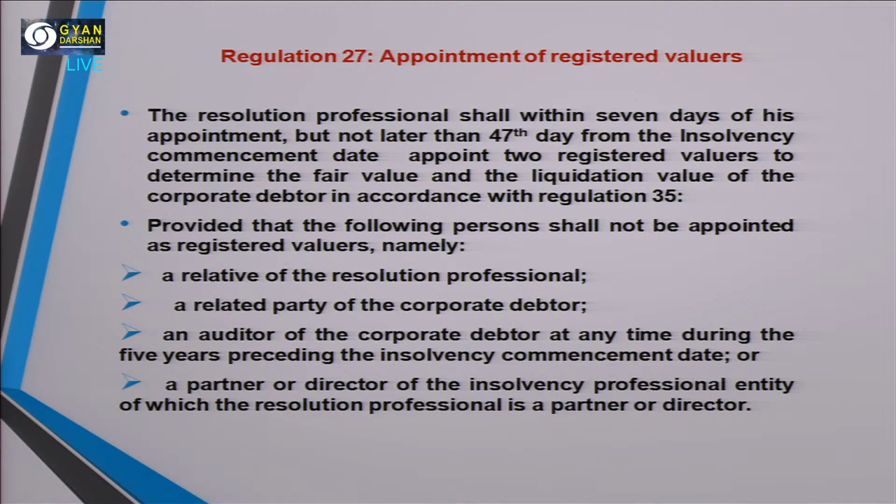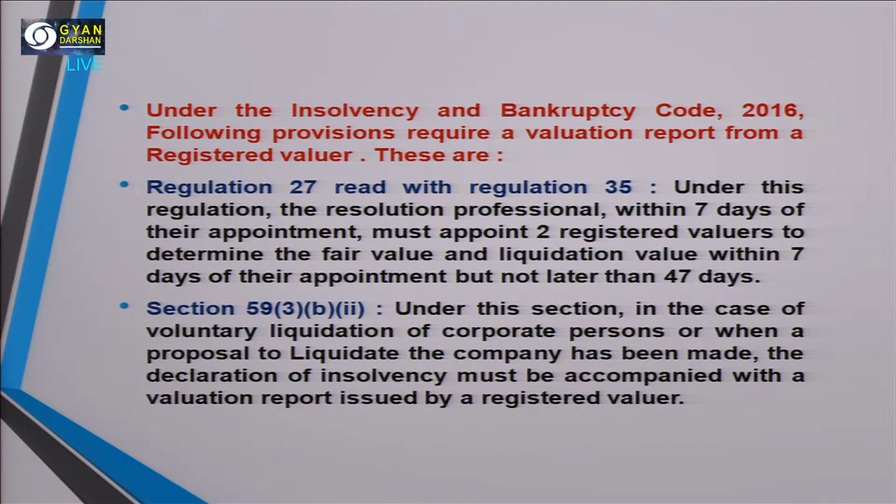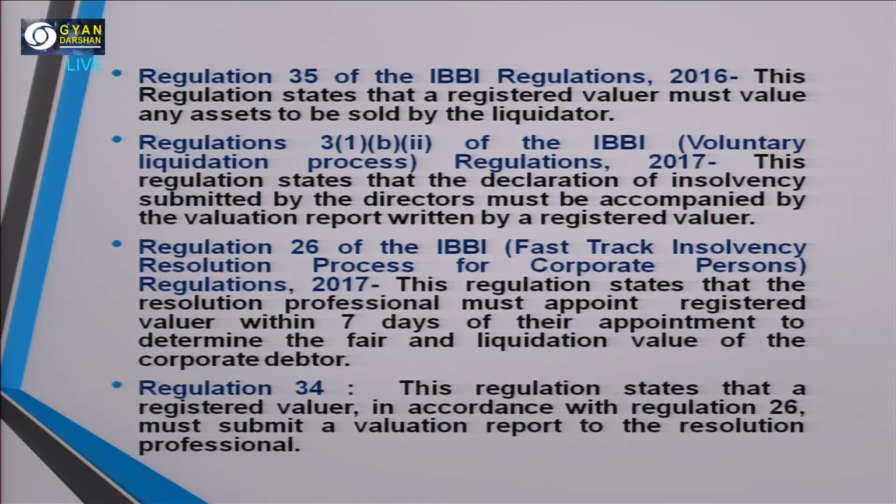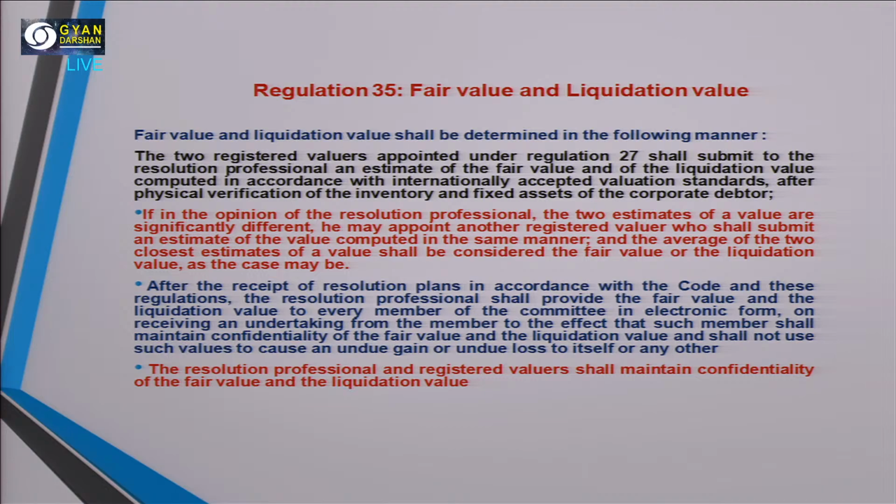Having been licensed as the registered valuer, still we are not going to appoint him because of that kind of negative disqualification provided for under the code. Under the Insolvency and Bankruptcy Code, 2 registered valuers are to be appointed for determining the value of 3 different assets falling under 3 different asset classes: land and building, plant and machinery, securities or financial assets, and that's where the importance of Regulation 27 and Regulation 35 become very, very important in this particular context.